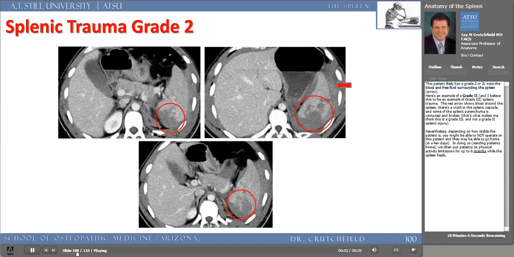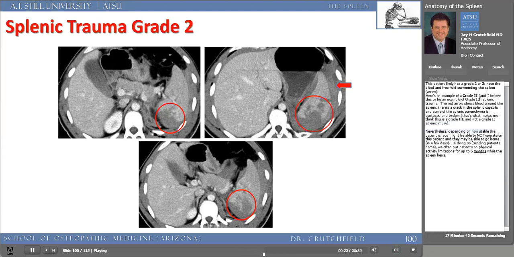Here's an example of grade 2, and I actually believe this to be a grade 3 splenic trauma. The red arrow shows blood around the spleen. There's a crack in the splenic capsule, and some of the spleen parenchyma is contused and broken. That's what makes me think that this is actually a grade 3 instead of a grade 2.